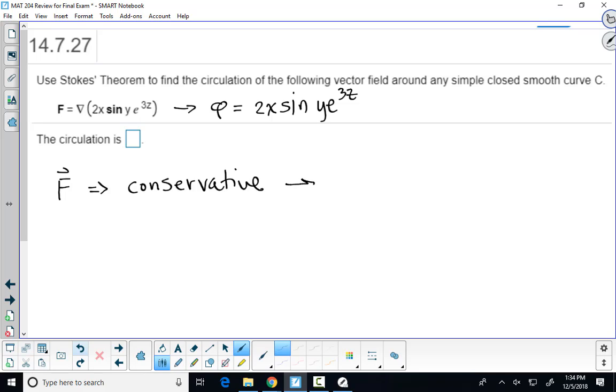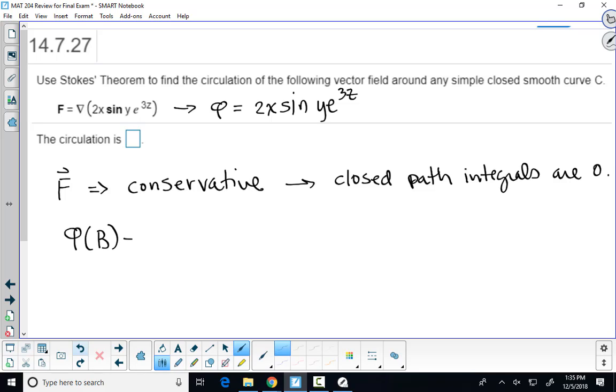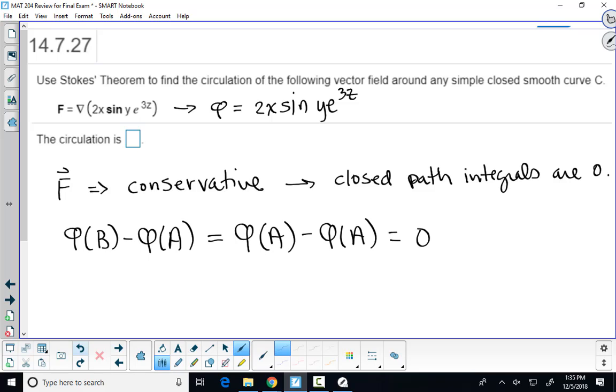So this implies that closed path integrals are 0. So pretty much, they gave us phi already. So that means f is conservative. So we would do phi of b minus phi of a. But in this case, a and b are the same. The start point and the finish point are the same, so we would get 0, because it's a closed path. It's all about understanding that concept.